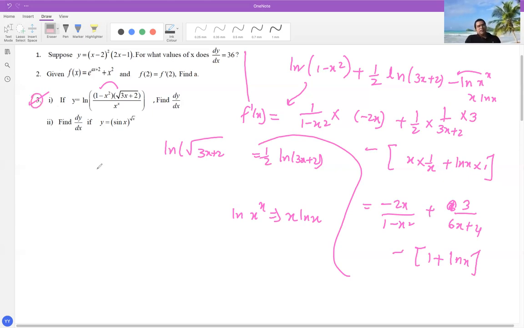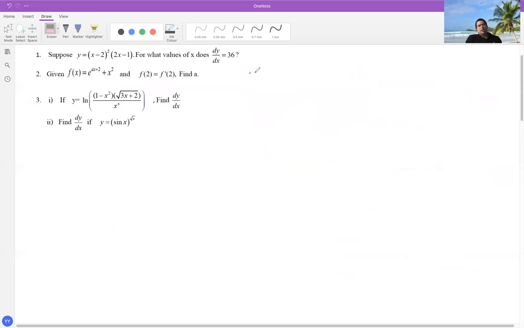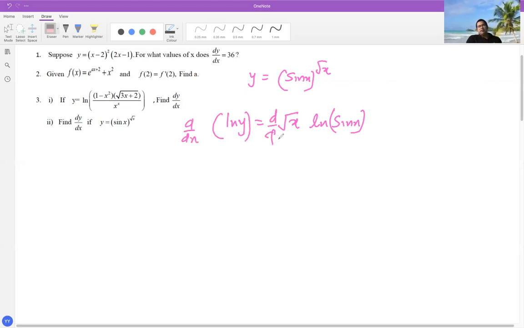Now coming to the last part, that is the second part, which is y equals sine x to the power of root x. Once again we have to apply a little bit of our logarithmic function. So y equals sine x to the power of root x. If I go on to differentiate this, apply ln, ln y is going to be root x ln sine x, and now you do the derivative of this. So apply implicit differentiation on both sides with respect to x, and let's see what we get.